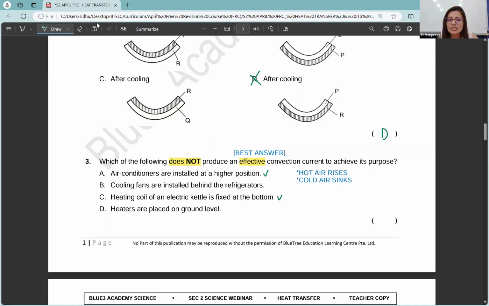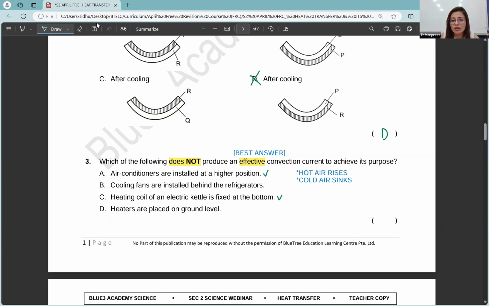And the next one, heaters are placed on ground level. So what do heaters do? Heaters work opposite of an air conditioner. The heater's job is to turn something cold into warm. So where do you find this cooler air? It's always found at the ground level, right? Cold air sinks, so it's always on the ground level. Heaters will take this cooler air, convert it into warmer air, and then the warmer air will rise.